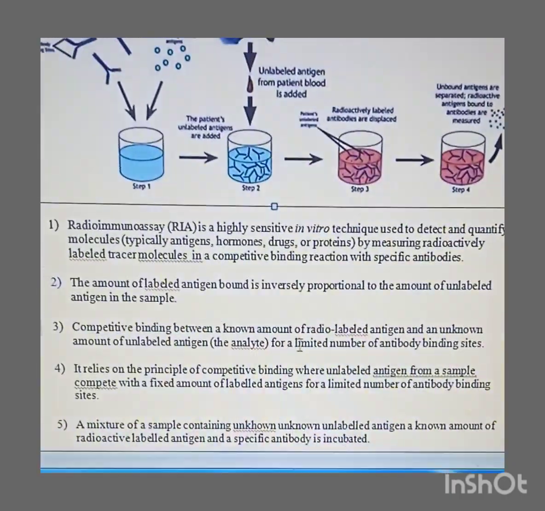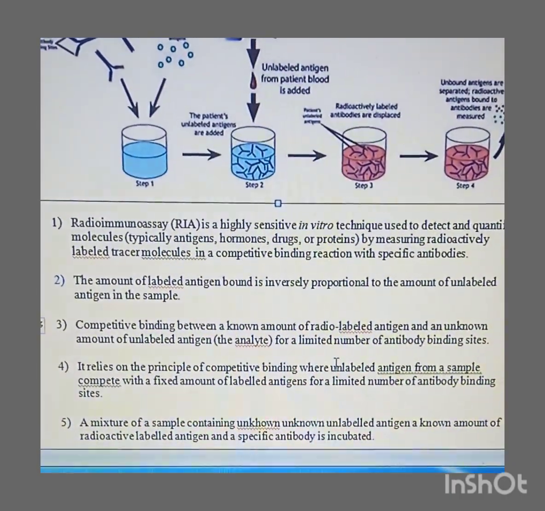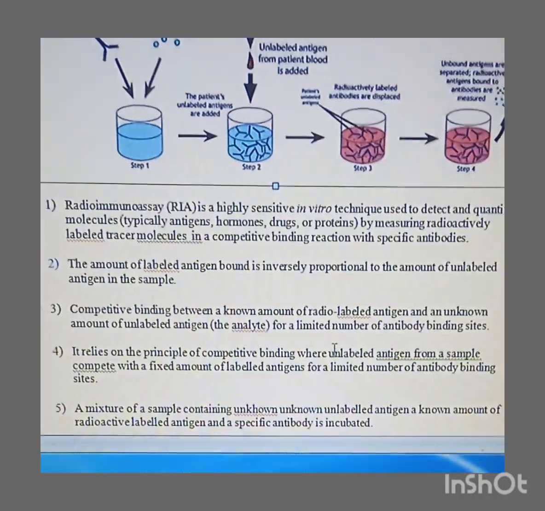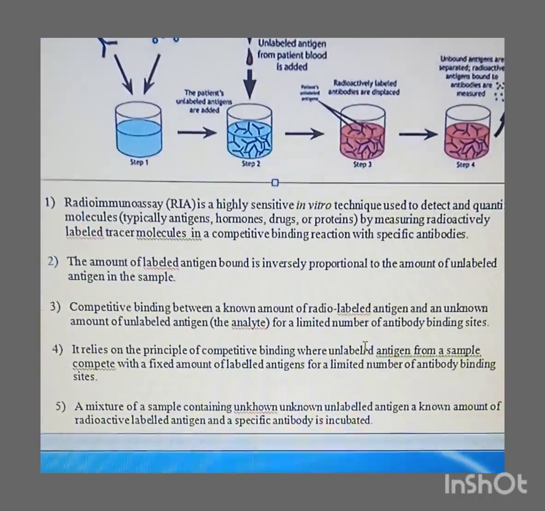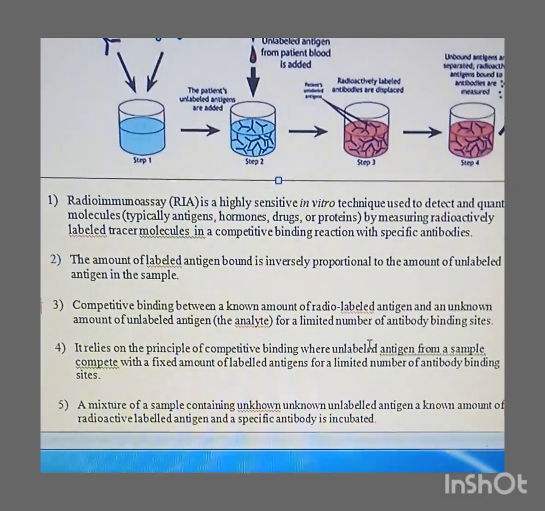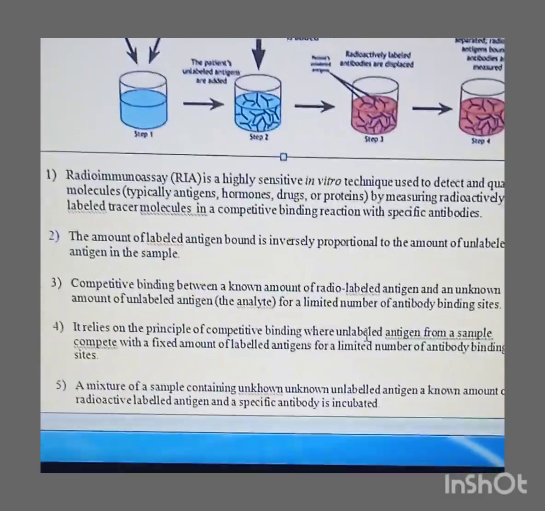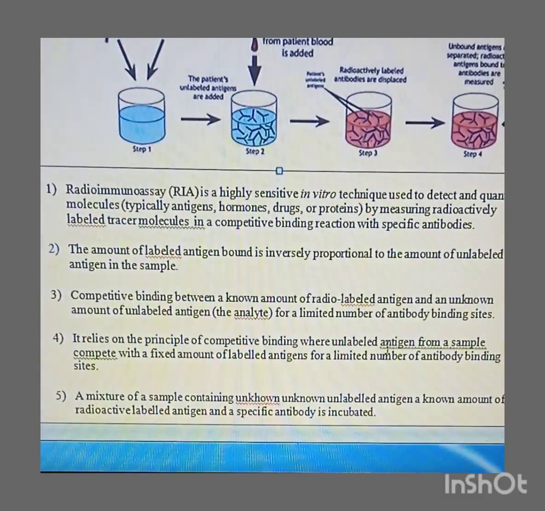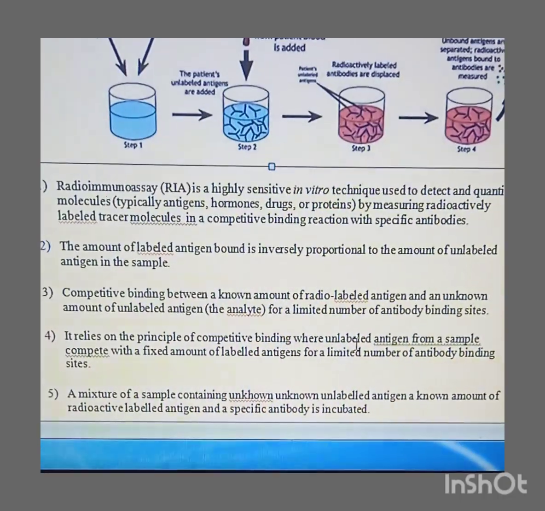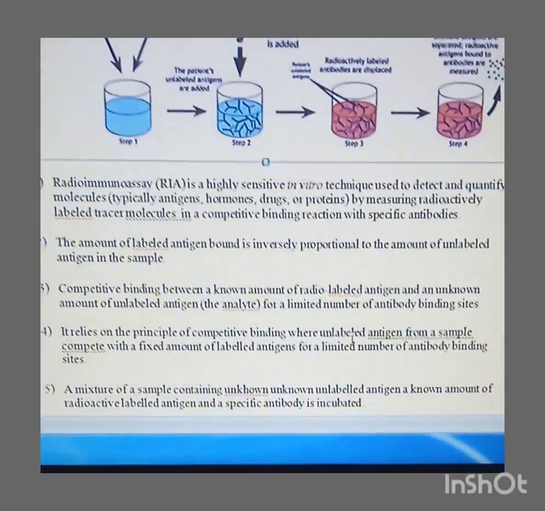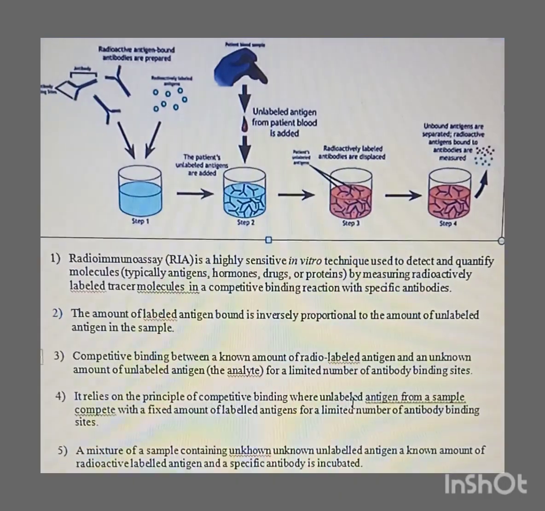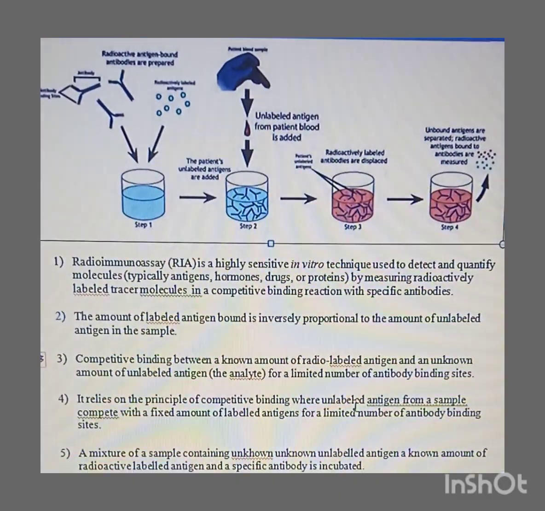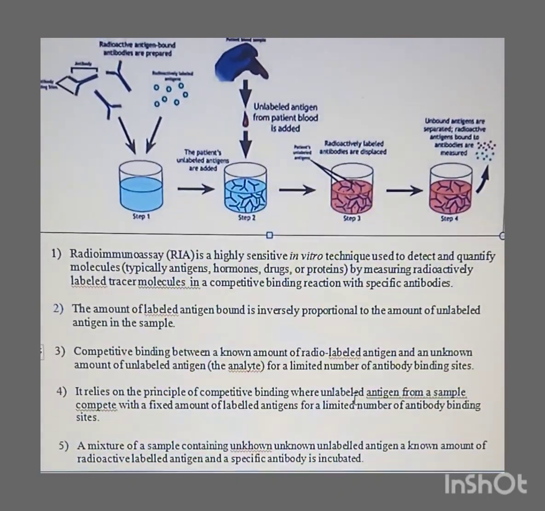The analyte competes for a limited number of antibody binding sites, so we can easily detect it in our samples, for example the hormone insulin, etc. The assay relies on the principle of competitive binding, where unlabeled antigen from a sample competes with a fixed amount of labeled antigen for a limited number of antibody binding sites.